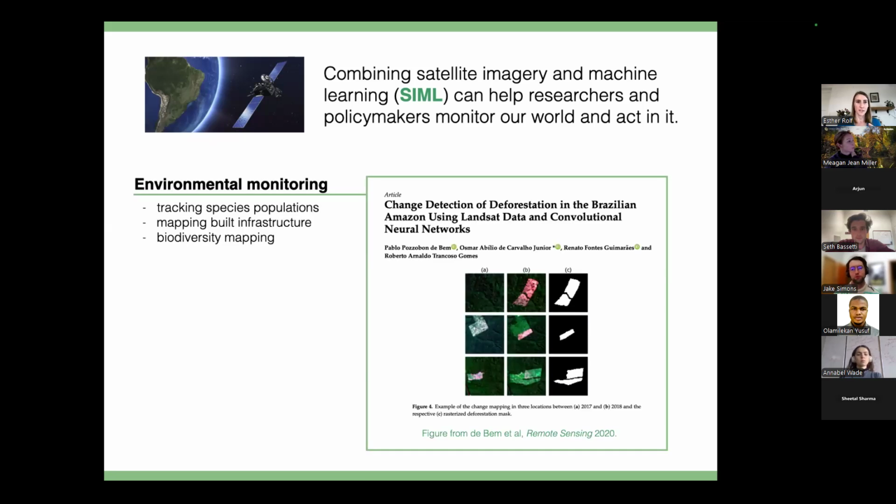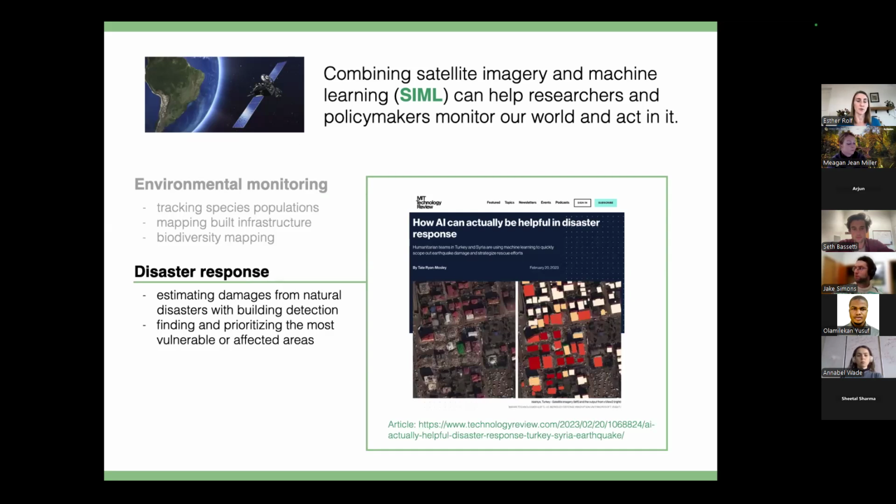And machine learning and computer vision have been used to help with environmental monitoring at global scale, to helping with real-time disaster response. So after natural disasters, estimating where damage is greatest, estimating where road networks are blocked so that people can send aid to the right places immediately.